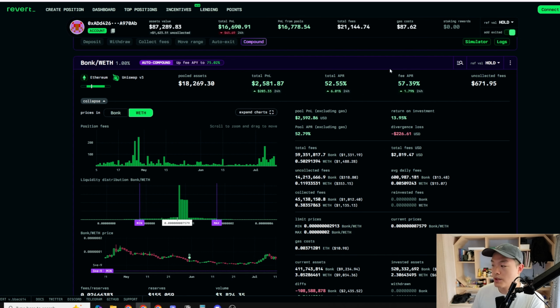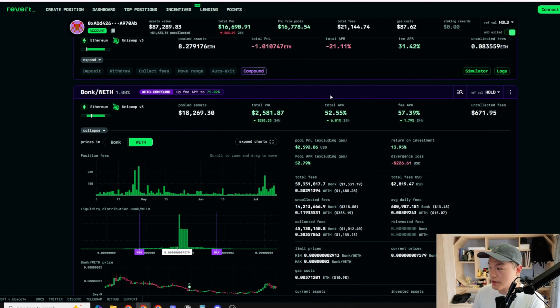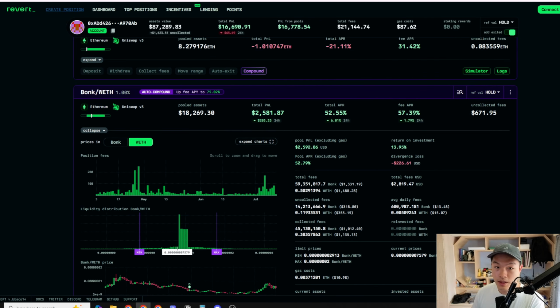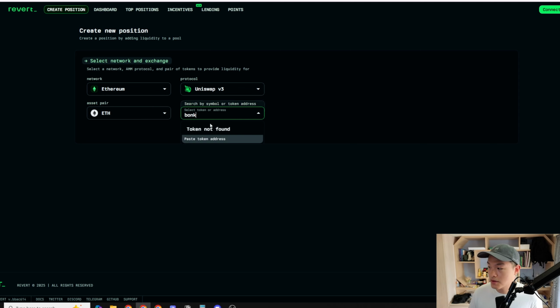And another way we could estimate our APR is by simply using the Revert backtester. So if I use it for this Bonk and ETH pool here, you can see this is the min and the max range. I could backtest this right now. What I want to do is click this create position tab. And then in this case, it's Ethereum and Bonk. Sometimes it doesn't pull up the token.